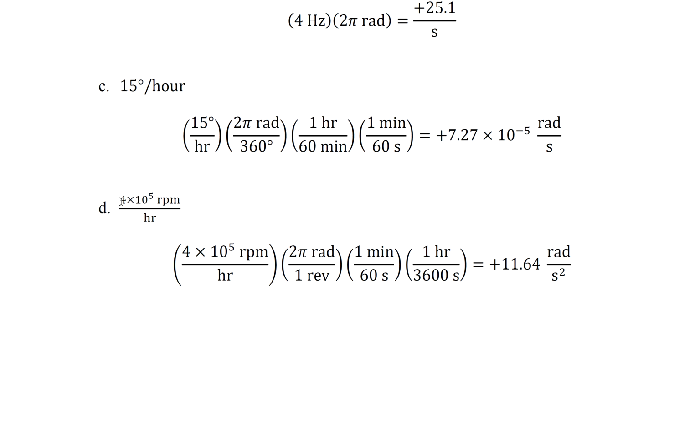Let's convert revolutions per minute per hour to radians per second squared. So these 3 fractions that I highlighted, each one is equal to the number 1. Because the numerator, for example, 1 hour is equal to the denominator, which is 3,600 seconds. The numerator, 1 minute, is equal to the denominator, which is 60 seconds. And the numerator, 2 pi radians, is equal to the denominator, 1 revolution.